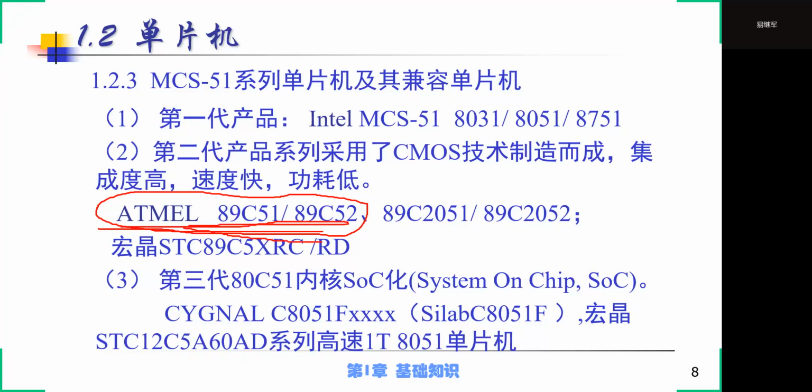Laoshi, 8051 and 89C51 are almost the same. So for our study, we use 89C51. Okay, Laoshi.